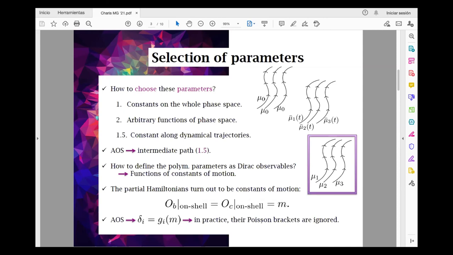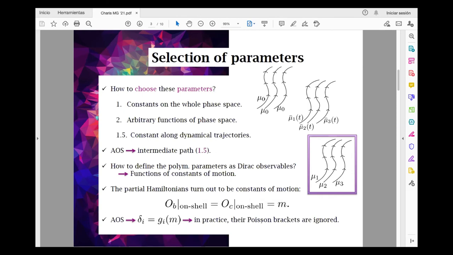In the AOS model, as I was mentioning before, one of the main key features is that they select an intermediate path, which consists in fixing these parameters as constant, not on the whole phase space, but along dynamical trajectories. So how can we define polymerization parameters, delta, that behave in this manner? One option is to select them as functions of constants of motion. And the system provides us naturally with two candidates, namely the partial Hamiltonians, which on shell are equal, which is obvious from the structure of the Hamiltonian, and proportional to the mass of the black hole.